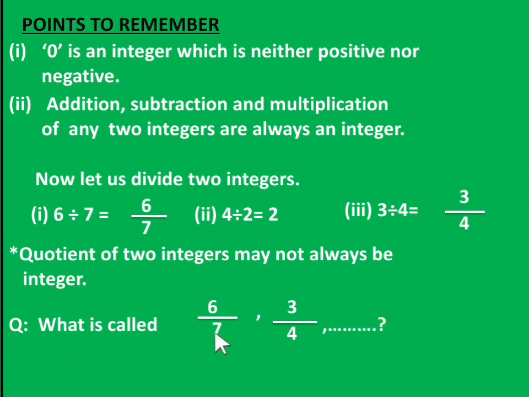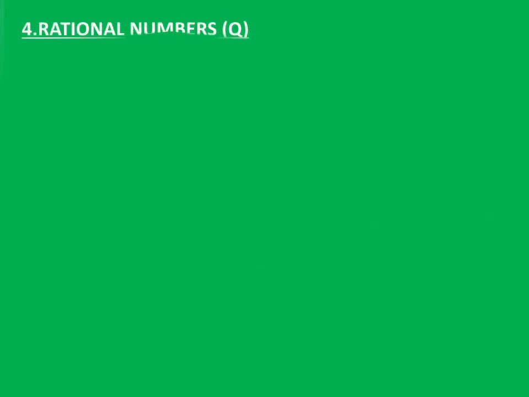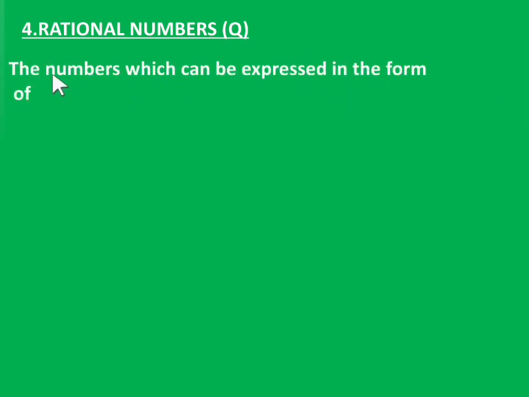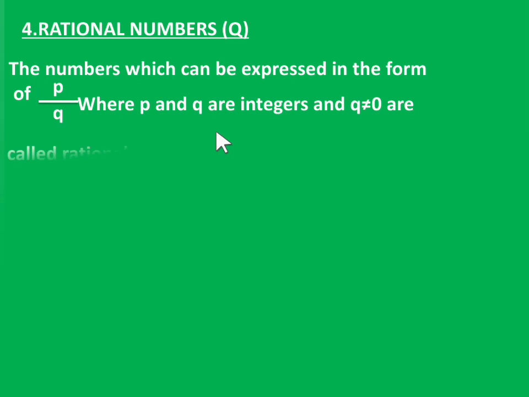So what are 6 by 7, 3 by 4 and this type of numbers called? Any guess? They are called rational numbers. Now let us check what are rational numbers. Rational numbers are denoted by Q. The numbers which can be expressed in the form of p by q, where p and q are integers and q is not equal to 0, are called rational numbers.